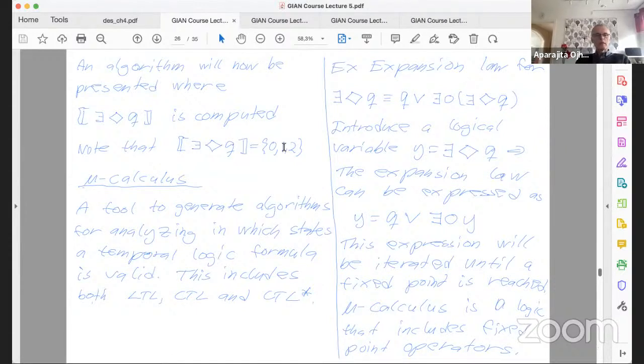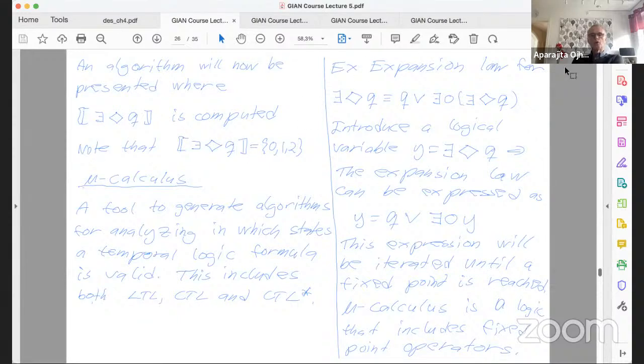So now I will present at least the basics around a specific algorithm called Mu calculus, where I can evaluate, for instance, the existence of eventually Q, if there exists a sequence or a path where I satisfy eventually Q. And to compute the states where this temporal logic property is true is what I will show you now.